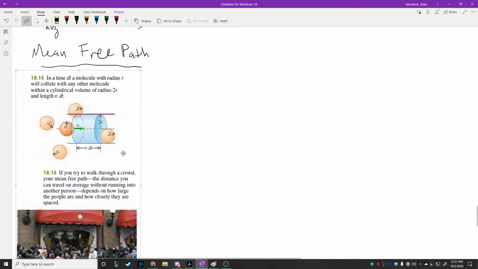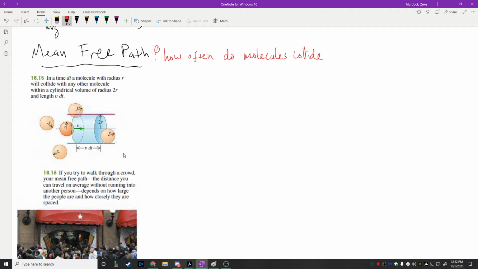All right, so we're going to do another derivation. We're going to get an equation that is pretty straightforward. We're going to consider that our molecules have a radius little r, and our goal here is to calculate how often they collide. That's the first step, how often do they collide? And we'll work backwards from that to get the mean free path.